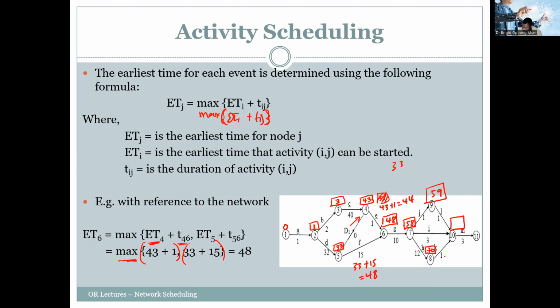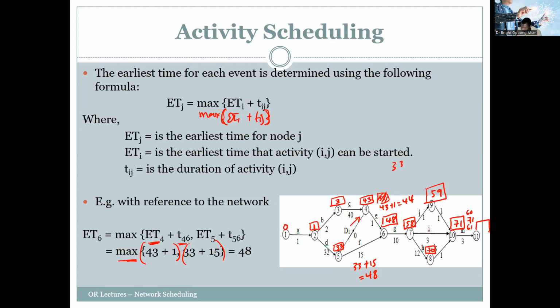Then 59 plus 1, I have 60. 70 plus 1, I have 71. What about here? 58 plus 3, I have 61. So the largest is 71, so I put 71 here.